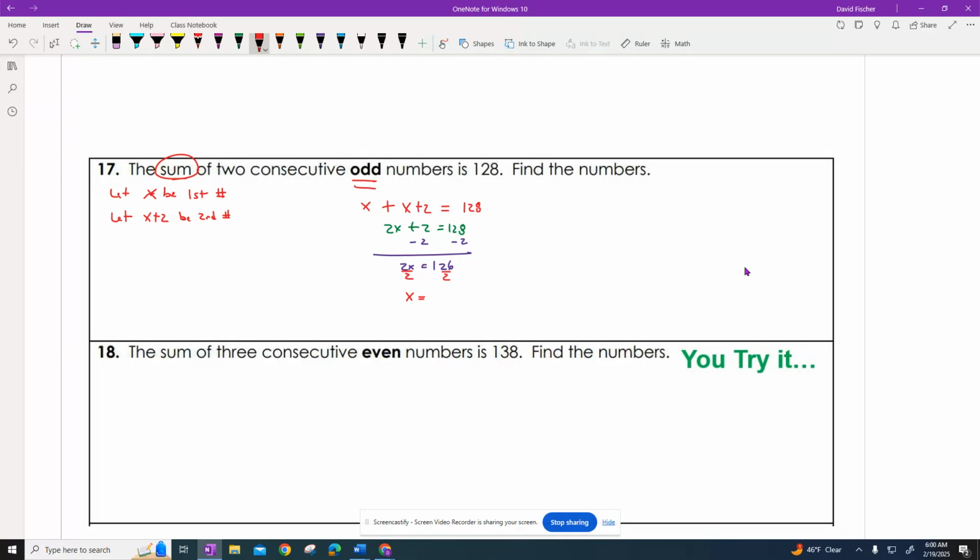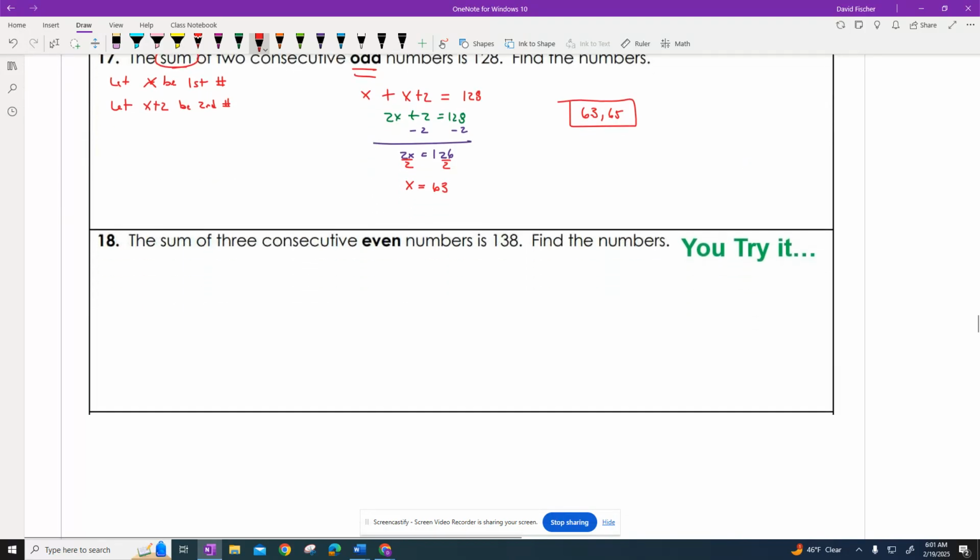126 divided by 2. I'm getting 63. And 63 is an odd number, so that makes me feel good again. So 63 is going to be my first number. And my next one would be 63 plus 2. I want to add 63 and 65 real quick. Sure enough, it's 128.